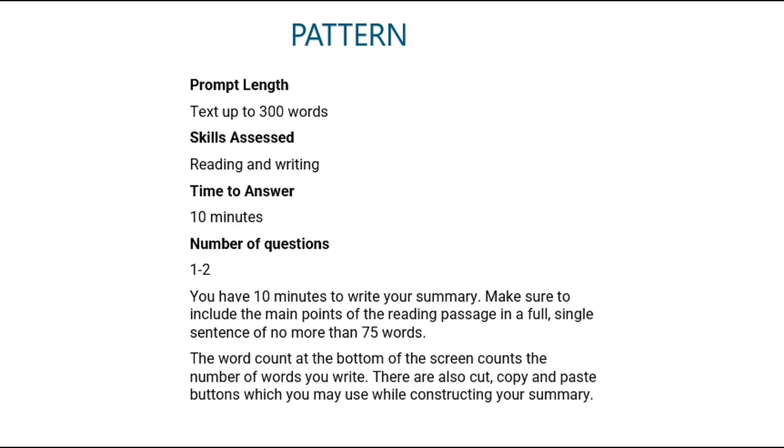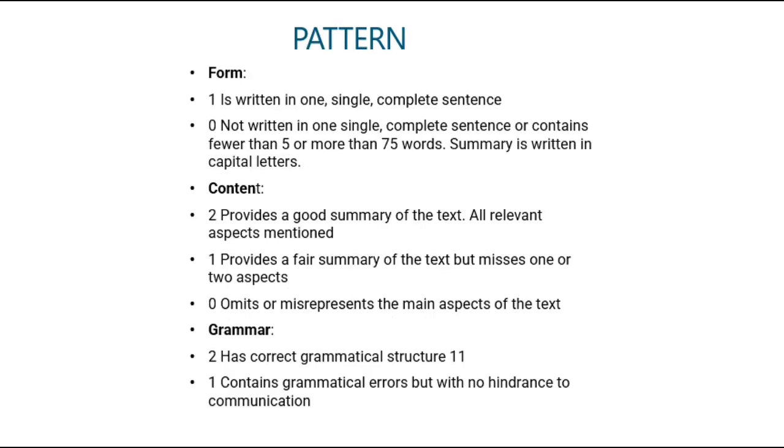And then you have the marking criteria. First is the form. One single complete sentence, 1 point. Fewer than 5 or more than 75 words, 0 points. Summary written in capital letters, 0 points. Then you have the content. Provides a good summary of the text, 2 points.